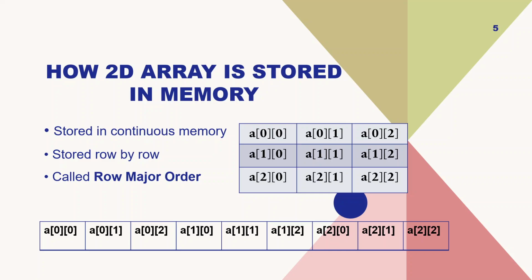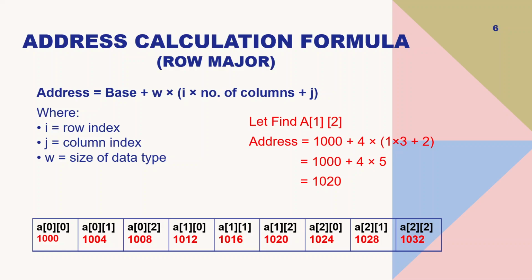Now that we understand how a 2D array is stored in memory, let us see how we calculate the address of any element using the row major formula. See the formula. Address is equal to base plus W into (I into number of columns plus J). Here I represents the row index, J represents the column index, and W is the size of the data type. Since we are using an integer array, the size of an integer is 4 bytes.